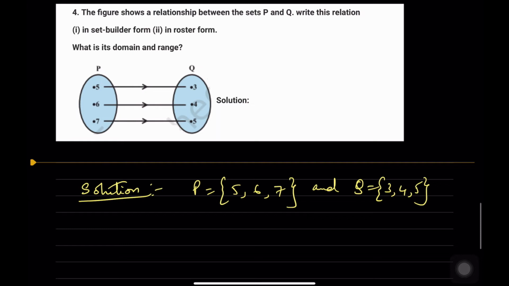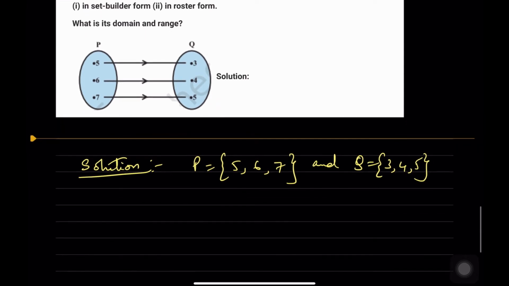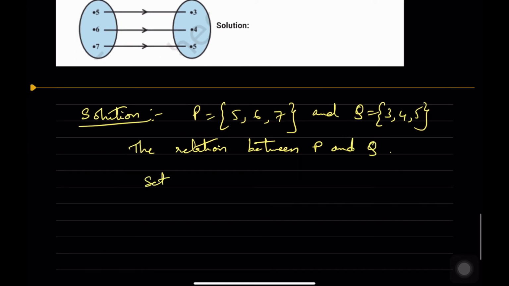So we have to define this. Now what is the relationship between P and Q? Over here we can see the relation between P and Q. You can clearly see that Q is 2 less than P, so 2 less than x. So over here you can write the relation between P and Q in set builder form.